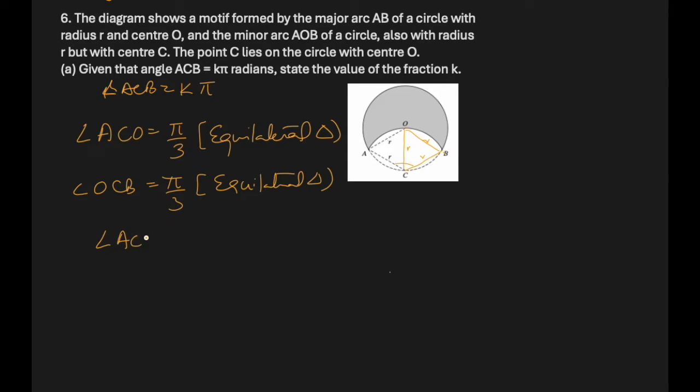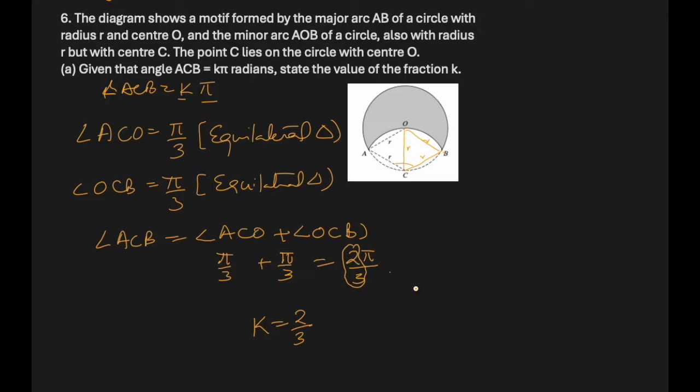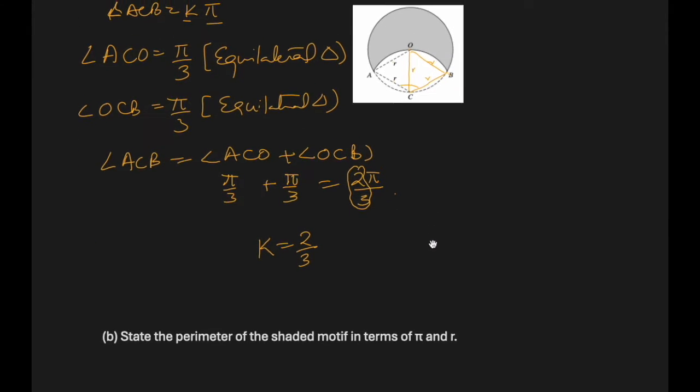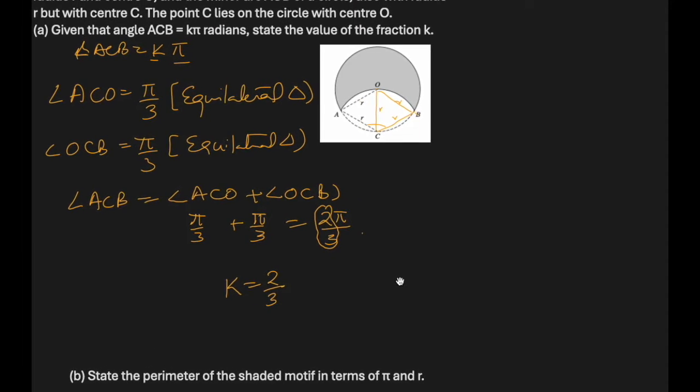And angle ACB, which they are asking, is the sum of angle ACO plus angle OCB, which is pi over 3 plus pi over 3, which is 2 pi over 3. And if it is K pi, that means this 2/3 is K. So we can say that K is 2/3. Alright. State the perimeter of the shaded motif in terms of pi and R.